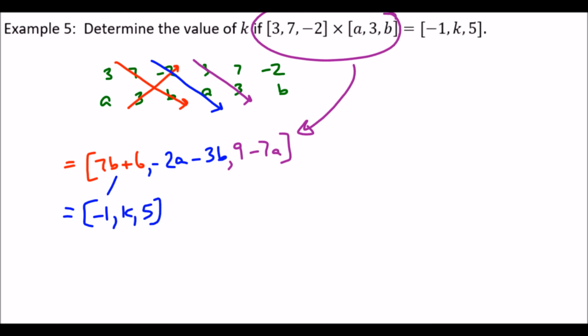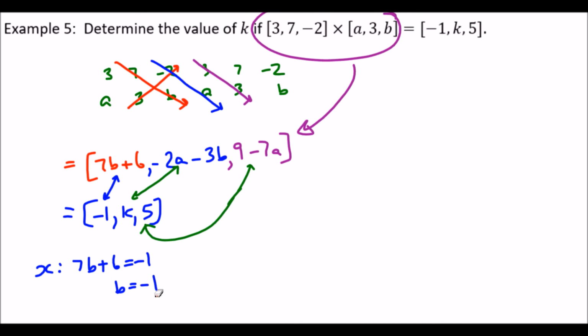So I know these two things are equal. I know these two things are equal. And I also know these two things are equal. So let's talk about the x coordinates first. Here I know that 7b plus 6 equals negative 1. Bring that 6 over, divide both sides by 7, so b is equal to negative 1.